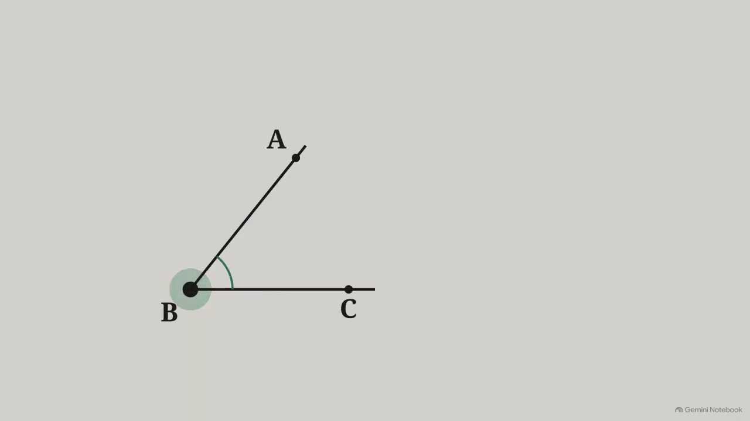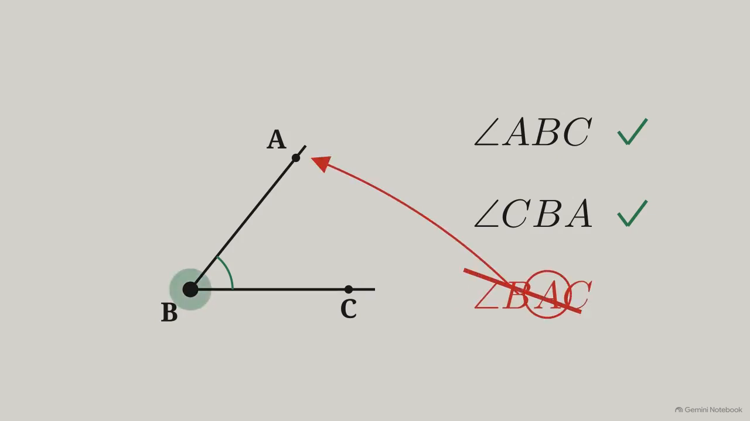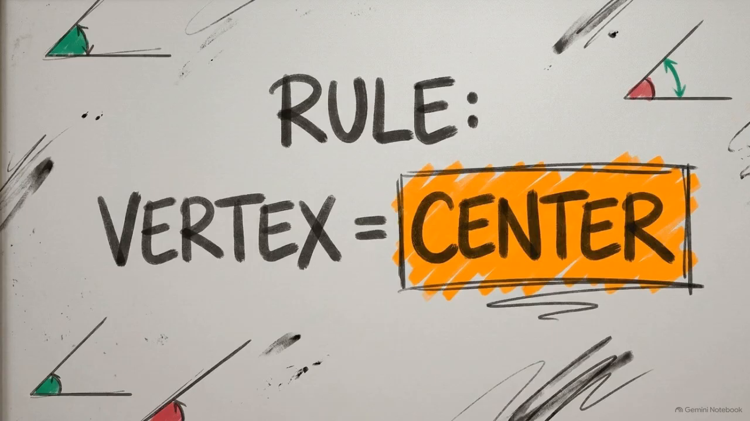Because the vertex is the center of this rotation, there is a specific rule for naming angles. The letter representing the vertex must always be written in the middle. This is angle ABC, or angle CBA. It is never angle BAC. Focusing on the amount of turn and keeping the vertex in the middle avoids the most frequent errors on geometry assignments. To quantify rotation, we use degrees.